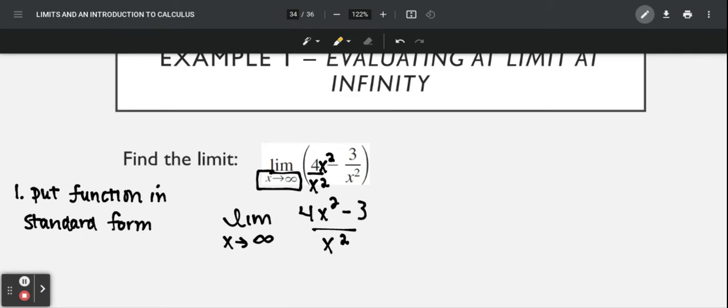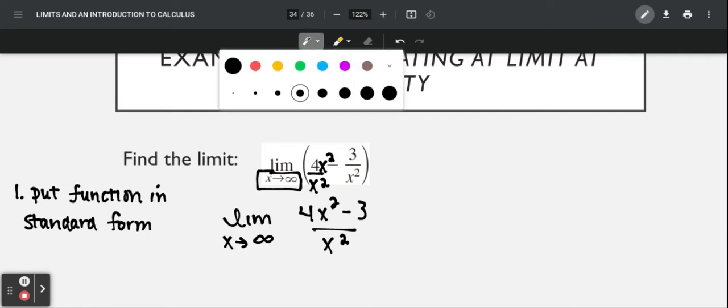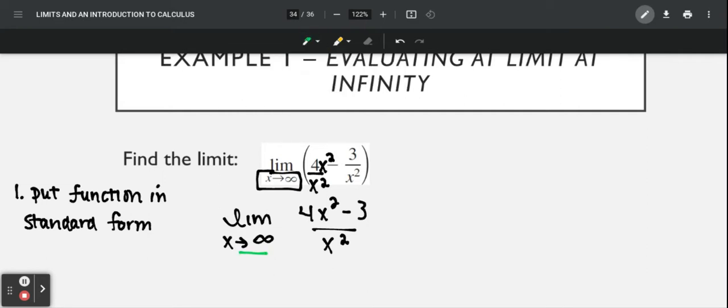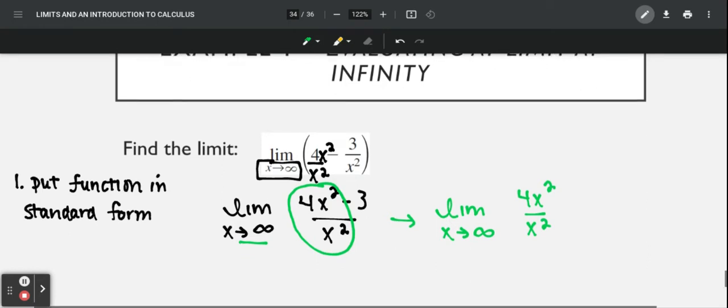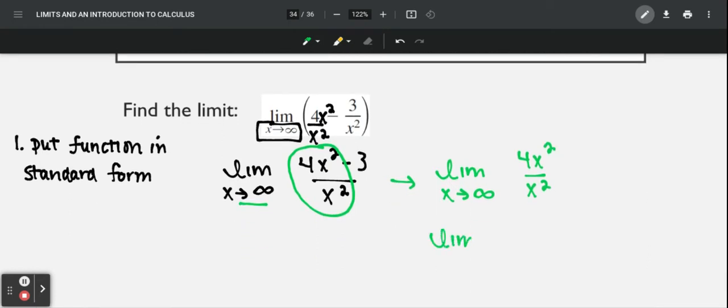So now once you're in standard form and we confirm that our limit is approaching infinity or negative infinity, so we're looking at the end behavior, then what we're going to do is compare the first term of the numerator with the first term of the denominator and see what that simplifies down to. So the end behavior of this whole function will be the same as the end behavior of whatever 4x squared over x squared is. And 4x squared over x squared is just 4.